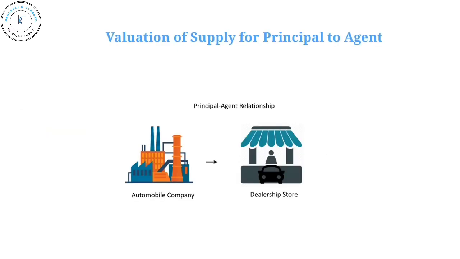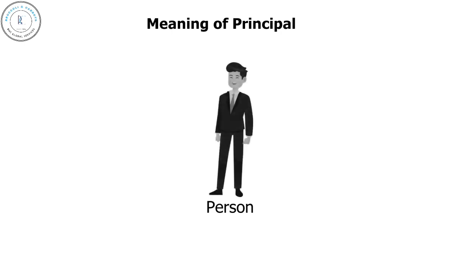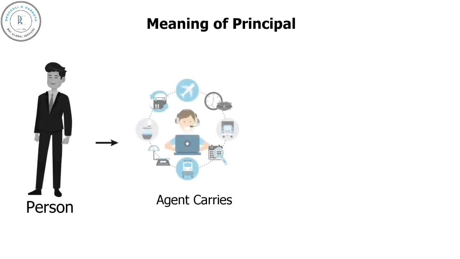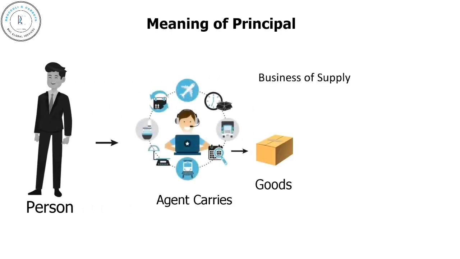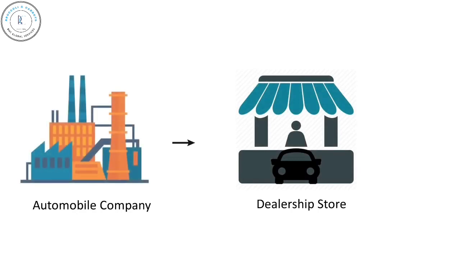Today we shall be discussing the concept of valuation of supply for principal to agent or vice versa. Meaning of principal. Principal means a person on whose behalf an agent carries on the business of supply or receipt of goods or services, or both. For instance, a dealership store of an automobile company is an excellent example of principal-agent relationship.